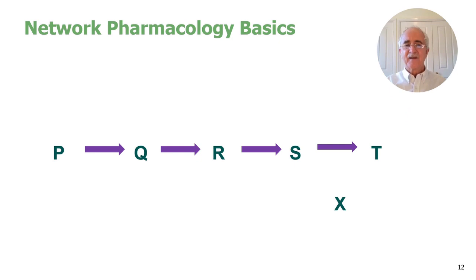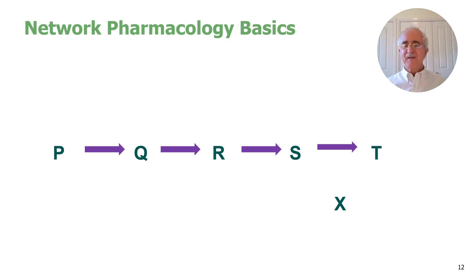So here's a biochemical sequence of events that occur in the body of various factors. There's a factor P that stimulates the release of factor Q, that stimulates factor R, and then S, and then T. And someone with the disease has too much T.